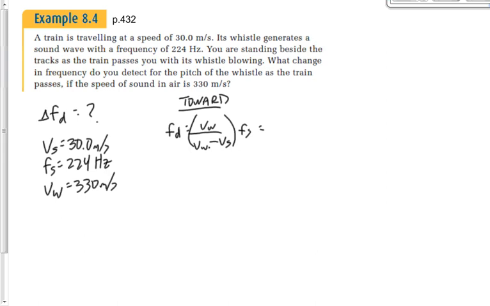Okay, let's get that value. I'm just going to say VW, 330, divided by 330 minus 30 times 224. You get 246.4 hertz. That seem reasonable? Hey, the actual frequency was 224. What do we perceive it to be here now? 246 because it's coming towards us. Seems reasonable. All right, let's figure out what it is coming away from us now.